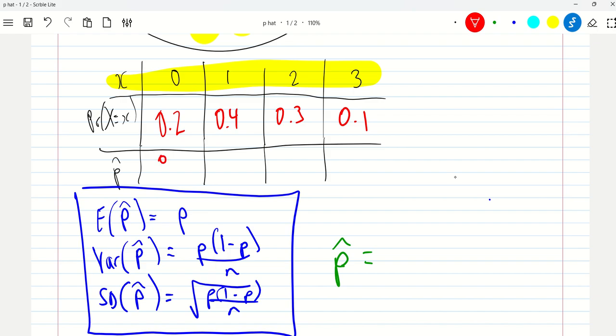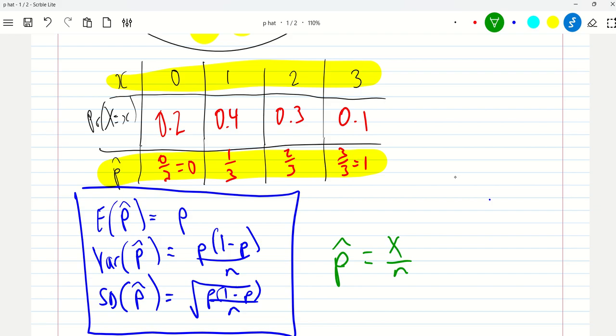Remember, that's like 0 out of 3, that's like 1 out of 3, that's 2/3, and that's 3/3. And of course, 3/3 is 1, and 0/3 is just 0. So you can see how there's this really tight link between p hat and x. And what is that tight link? The tight link is that the distribution of p hat is the same thing as the distribution of x, but we're just dividing by n.